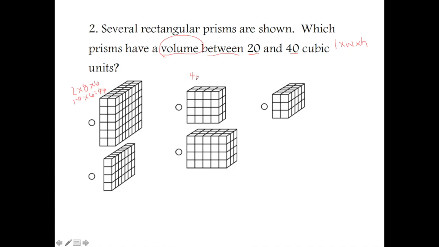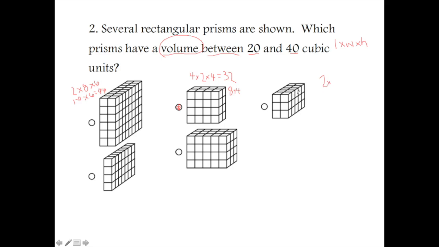Okay, next one. The length is 4, the width is 2, and the height is 1, 2, 3, 4. All right, 4 times 2 is 8, and 8 times 4 is 32. 32 is between 20 and 40, so that's one of the choices. I can't stop there. It says which prisms with an S, so plural.